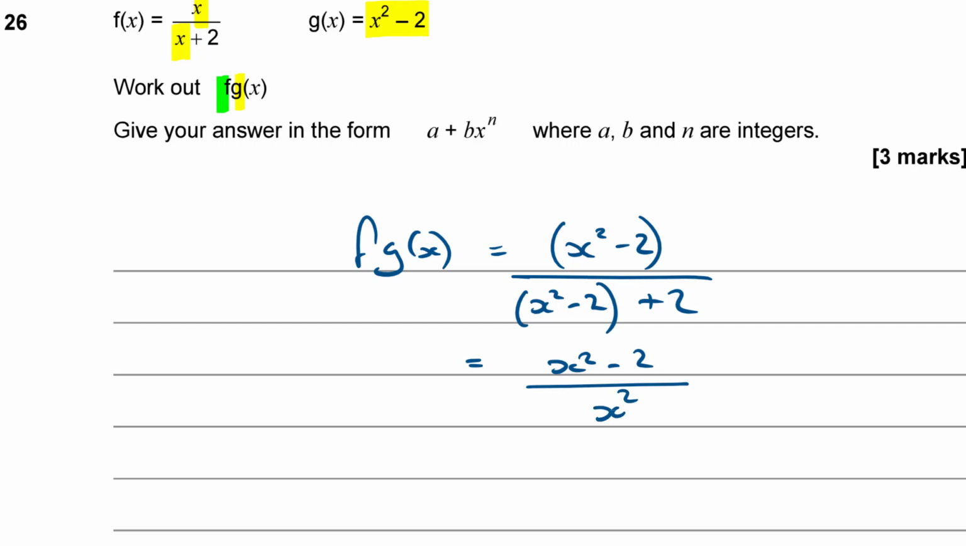So I've got x squared minus 2 on the top, divided by x squared minus 2 plus 2, which is just x squared. Okay, now it's not quite in the form we need it in. We need it in the form a plus b lots of x to the power of n. Okay, where I've got a fraction over x squared at the moment. Okay, so I'm going to break this up, I've got an algebraic fraction, I'm going to break it up into 2 halves. So x squared minus 2 over x squared is the same thing as x squared over x squared minus 2 over x squared.